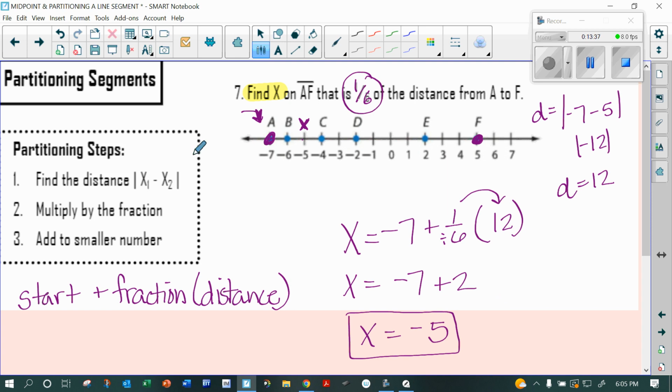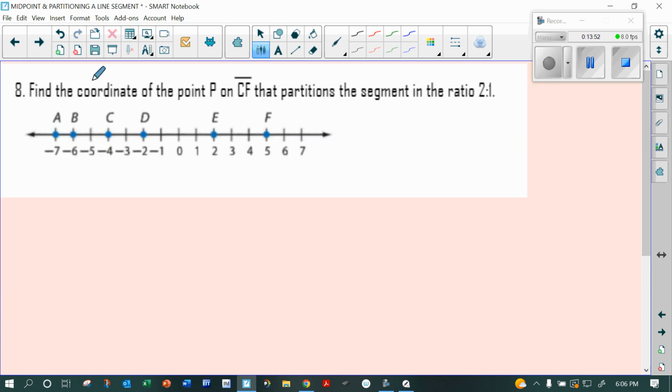All right, so we found our distance. We multiplied that by the fraction, distance times the fraction. We added it to the smaller number. So it's all written out right there. So let's try one more, and then we are done. So find the coordinate of point P of CF. So C to F, that partitions it in a ratio of 2 to 1.